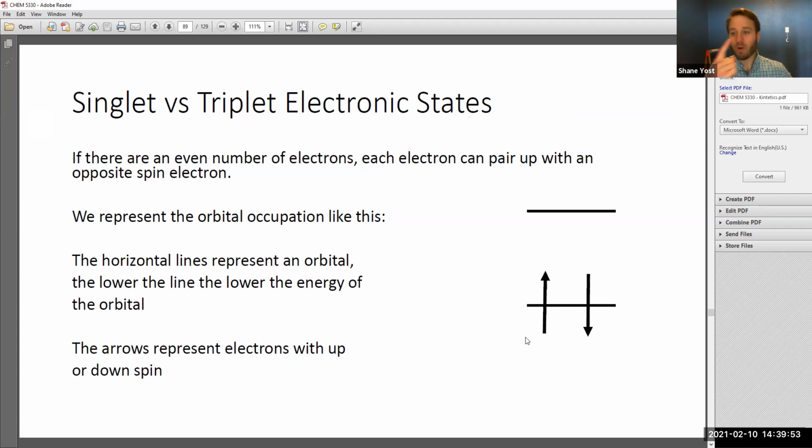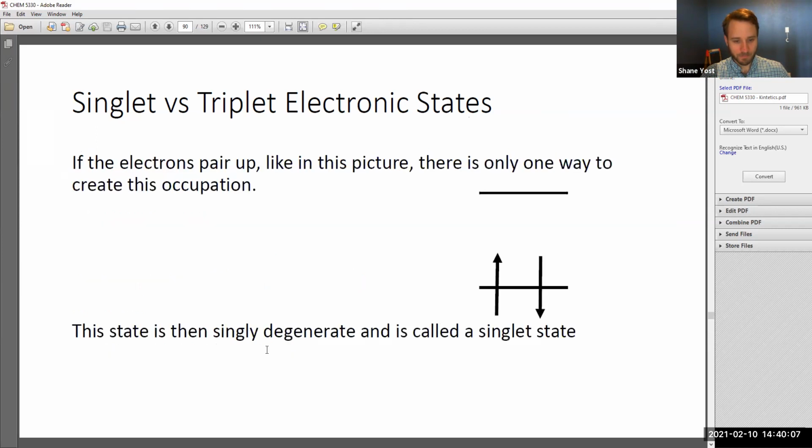electronic state, because there's only one way you can put your electrons in these orbitals to pair them up, to have the same number of up spins as you do down spins. Okay, so that's where this term singlet comes from. So this is a singlet energy state. This would be like a singlet ground state.